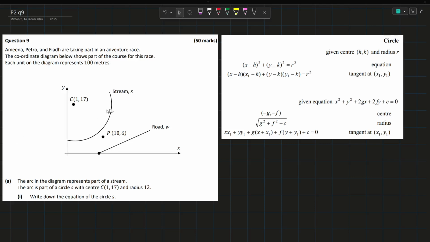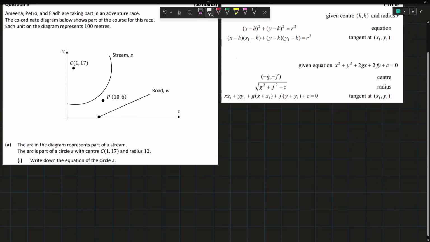This is 2024 paper 2 question 9, and we're given a diagram here, and we're told to write down the equation of the circle. We're told the center and the radius, so you just have to fill into this equation here. So the equation of the circle S is just going to be (x minus the x coordinate, which is 1) squared, plus (y minus the y coordinate, which is 17) squared, equals the radius squared. The radius is 12, so the radius squared is 144.